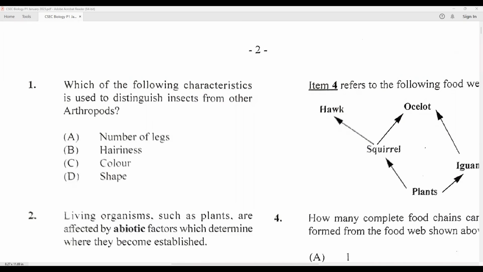For anyone who might be preparing for exams or generally interested in CSEC Biology. So let's jump into it with question one.